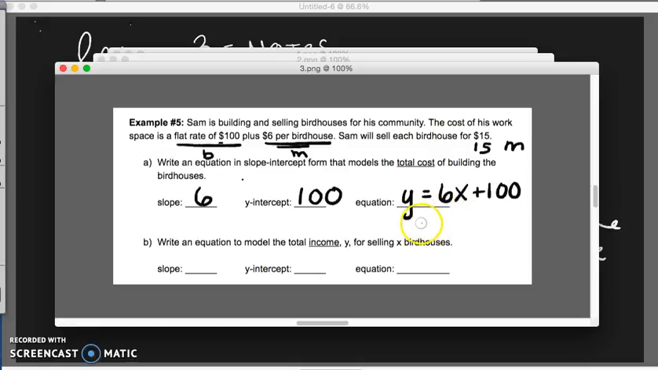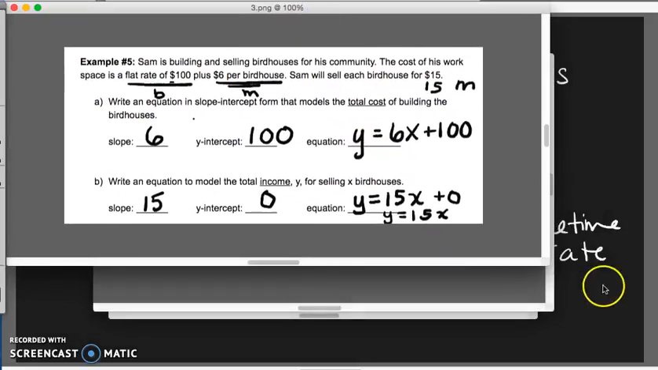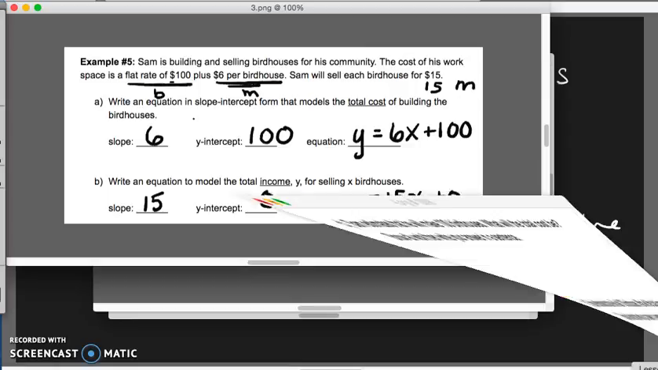But after he's done making them, he's going to sell them for $15. So his slope's going to be 15. What is his y-intercept in this case? If he did not sell any birdhouses yet, his y-intercept's going to be 0. So y equals 15x. You could say plus 0 if you want to. Oops, not plus 10. Plus 0. But you don't have to, because plus 0 means the same thing as just 15x. Okay? Now we're going to use these two equations to answer part C, part D, and part E.